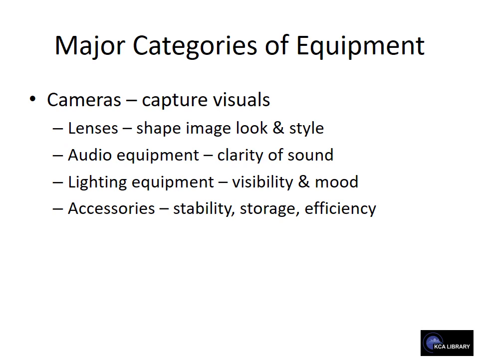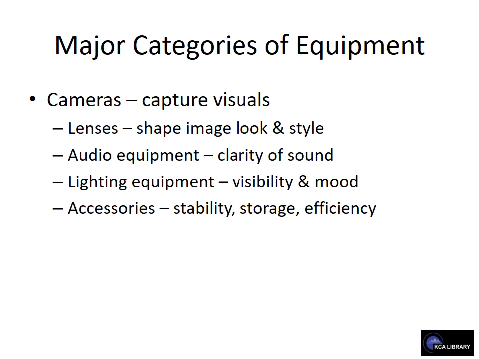Major categories of equipment: you have cameras, which help you to capture visuals. Lenses shape the image look and style. And you have the audio equipment that helps with the clarity of sound. You can have a lapel mic or a pin mic, a boom mic, which you see on all of these red carpet interviews, or a proper studio mic, a condenser mic and all of that, depending on what you're trying to achieve.